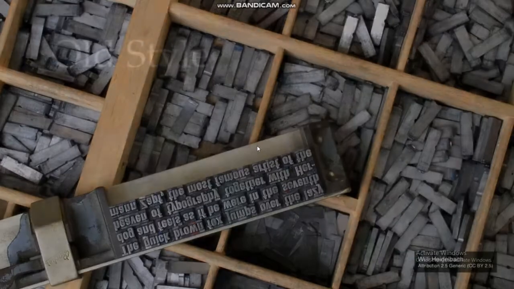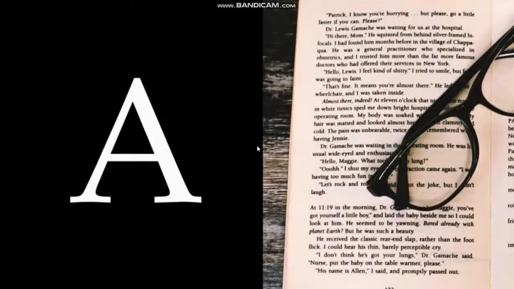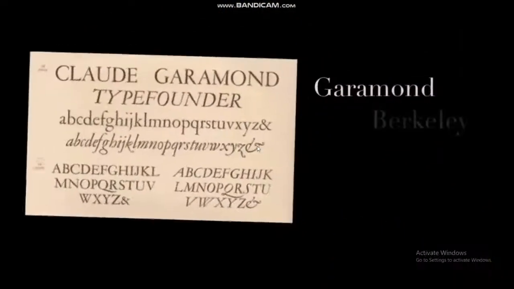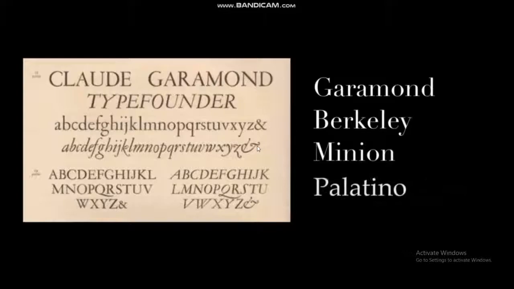Italian printers were interested in creating a type that was easy to read for book printing. Old style typefaces are very easy to read in printed form, and that's because there's not a large difference in contrast in the thickness of the lines or strokes. Some great examples of old style fonts are Garamond, Berkeley, Minion, and Palatino.